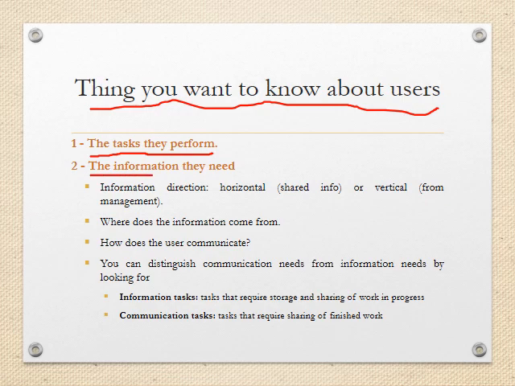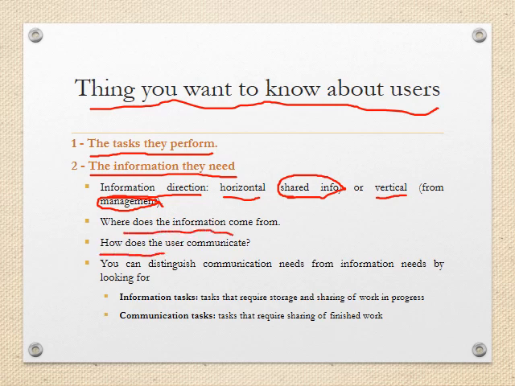Second thing, the information they need. This means we need to find what information the user needs in order to support the tasks. Information direction. There are two directions, either horizontal or vertical. The horizontal information, those what we call shared information or tasks that support shared information, and vertical tasks that support management. Where does the information come from?